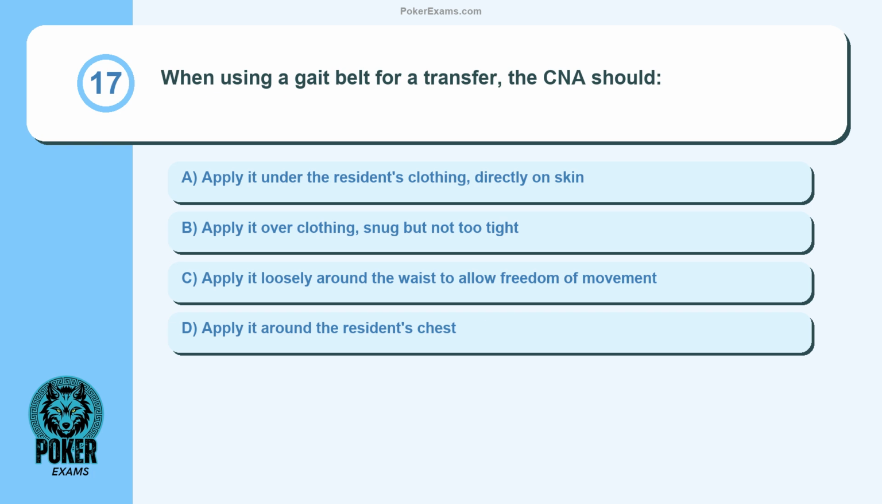Question 17. When using a gait belt for a transfer, the CNA should apply it under the resident's clothing, directly on skin. Apply it over clothing, snug but not too tight. Apply it loosely around the waist to allow freedom of movement. Apply it around the resident's chest.